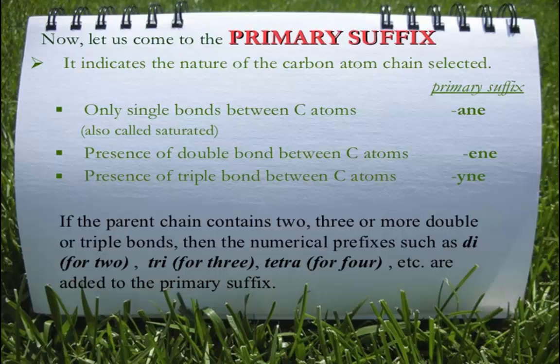Only single bonds between carbon atoms, then definitely it is one of the alkanes. Yes, if you observe the structure of the compound, if it contains only single bonds, then the primary suffix word is ane.